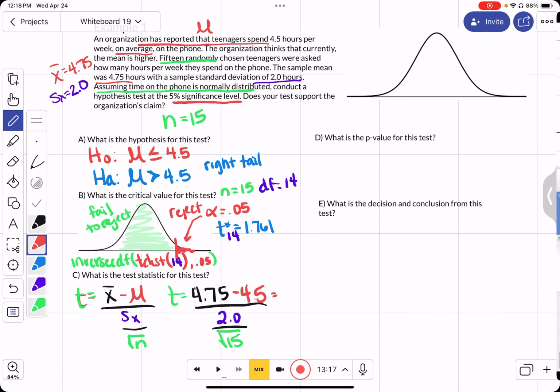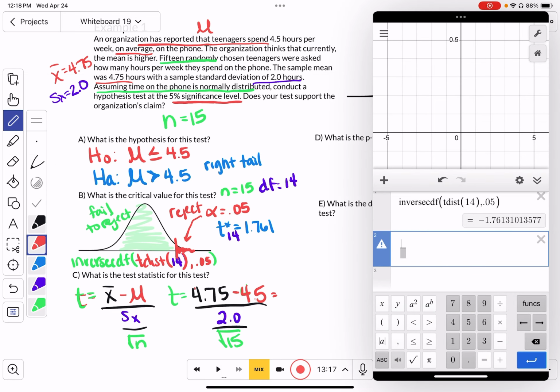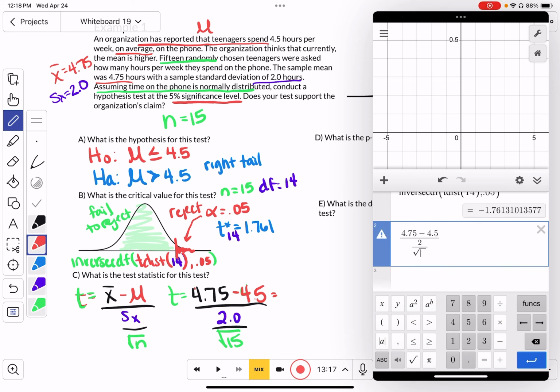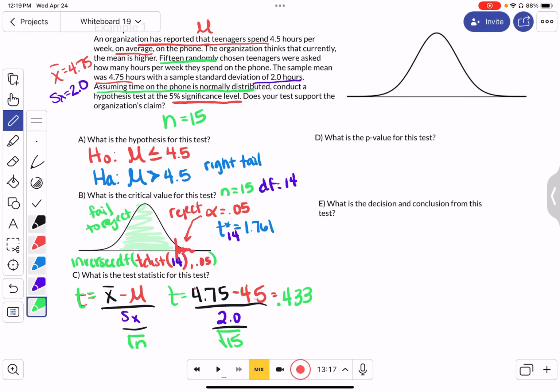So when I calculate that, here's what I get. 4.75 minus 4.5, divided by 2 over square root of 15. This is equal to 0.433.